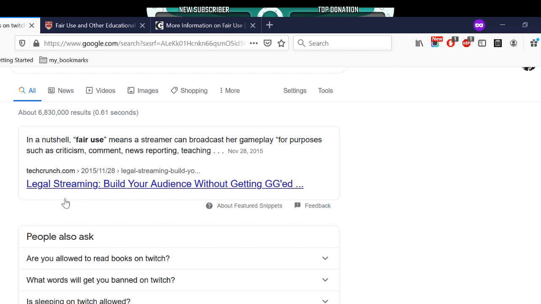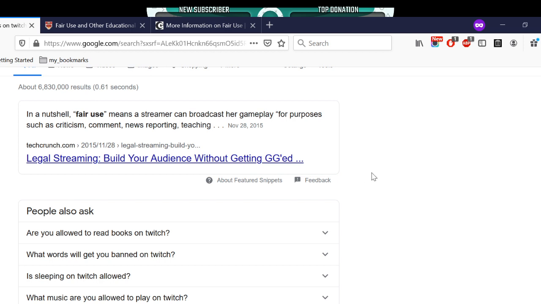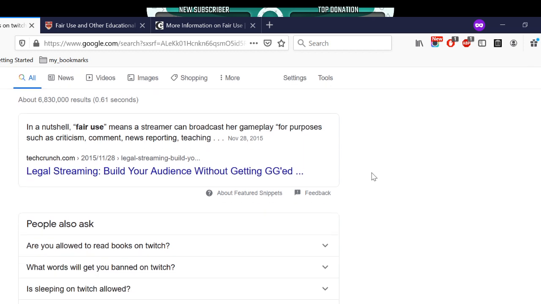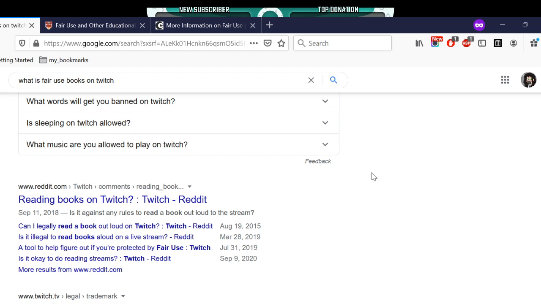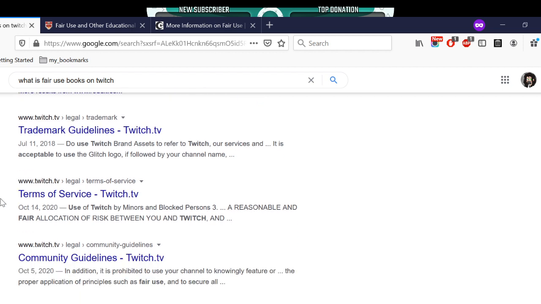TechCrunch.com. That's adorable. Legal streaming. Build your audience without getting GG'd. That's funny enough that I might click on that, but it doesn't quite meet my criteria for a reputable source, even though it is adorable. There's a Reddit about it. Trademark guidelines, twitch.tv. Okay, well, I'm not worried about trademark. I want books.